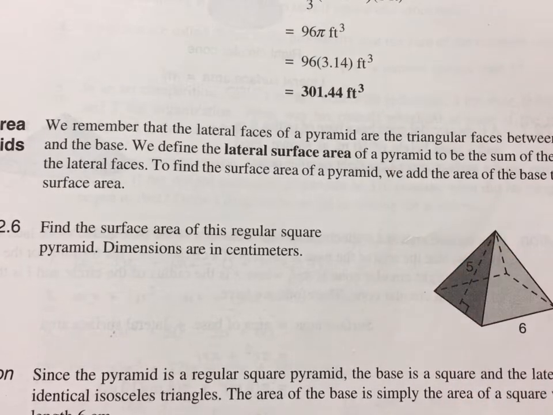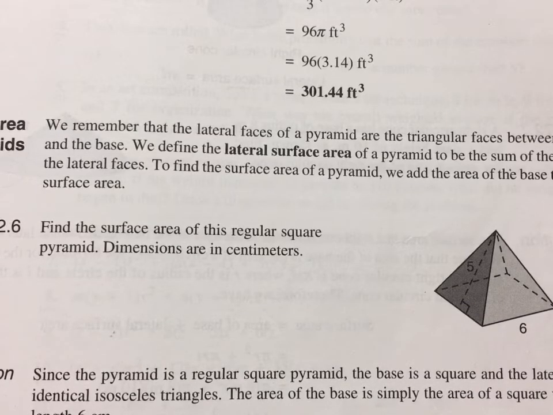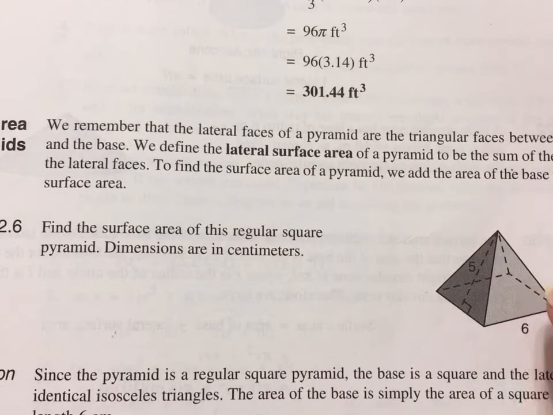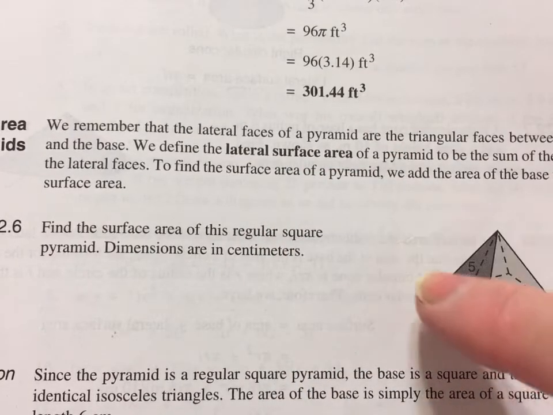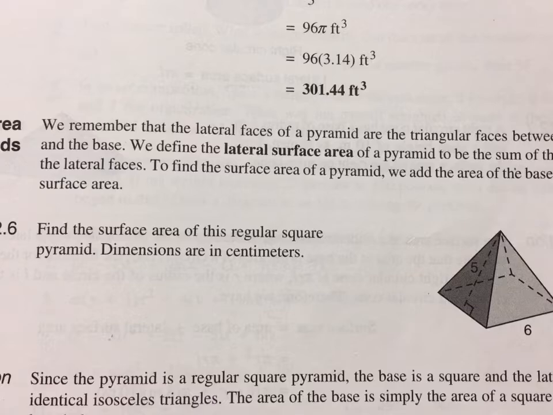To find the surface area of a pyramid, we add the area of the base to the lateral surface area. So to find the total surface area, which is the surface area, I'm going to add 1, 2, 3, 4 triangles plus the square base together, and I will find the surface area, the total surface area.